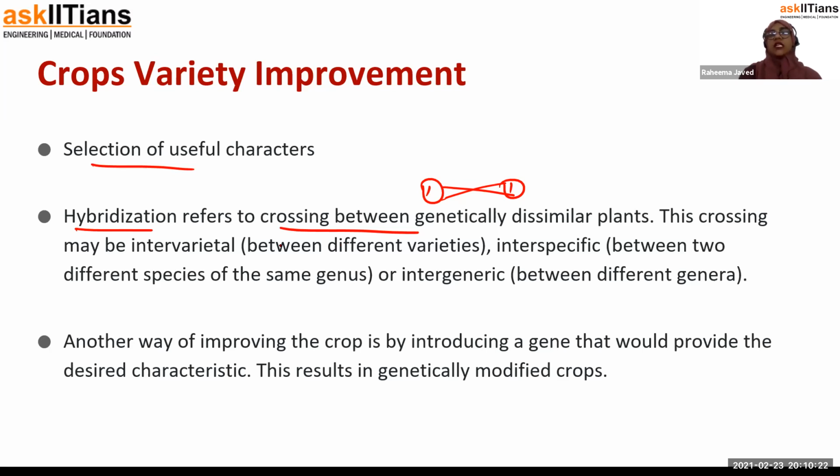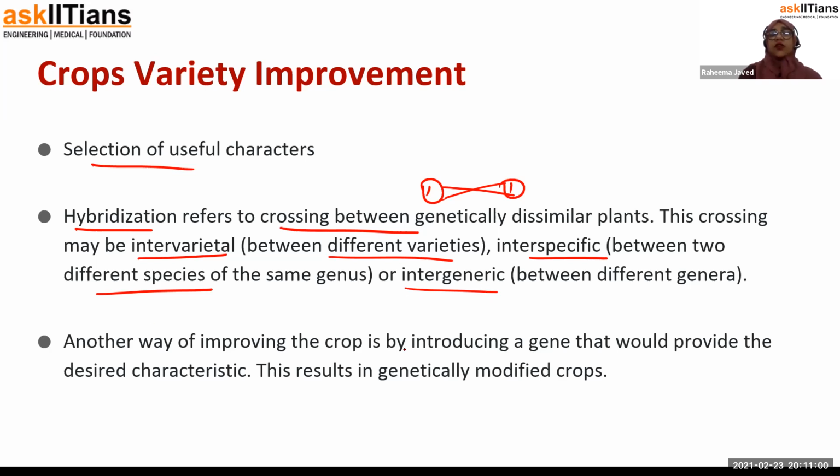One variety of sugarcane had low sugar but higher yield, and other variety of sugarcane had high sugar but lower yield. When a hybrid was created between these two sugarcane varieties, the hybrid actually had high sugar content and higher yield. So hybridization can be intervarietal, which is between different varieties. It can be interspecific, that is between two different species of the same genus. And it can be intergeneric, that means between two different genera.